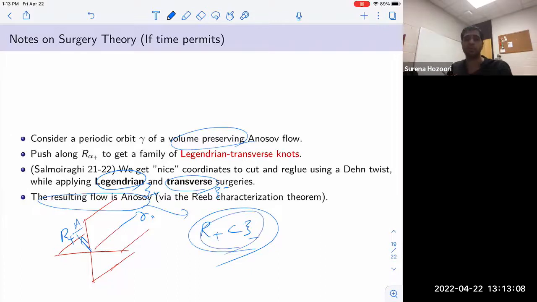This condition helps us to do surgeries on, let's say, annuli which are not transverse to the flow, and let's say they're tangent to the flow. For that reason, I think this can also help us apply surgeries, and at least guarantee Anosovity of the resulting flow in situations which we were not capable of before.